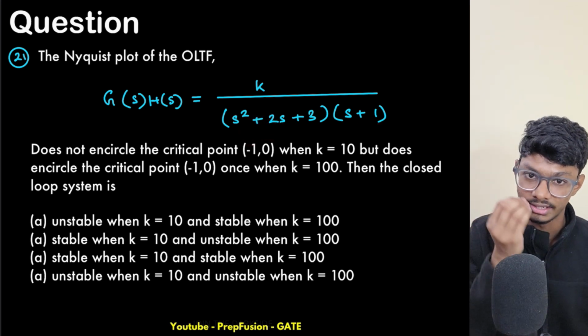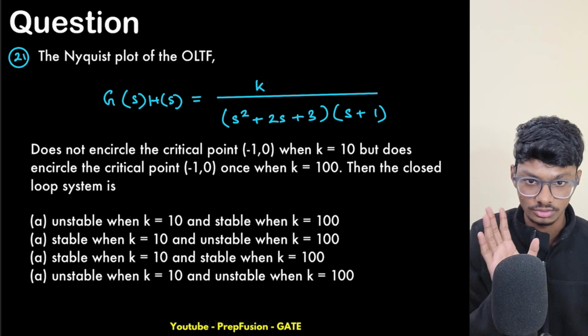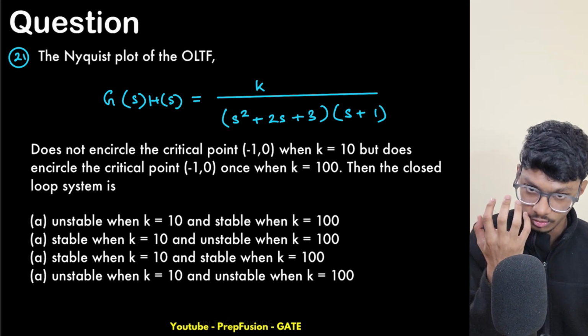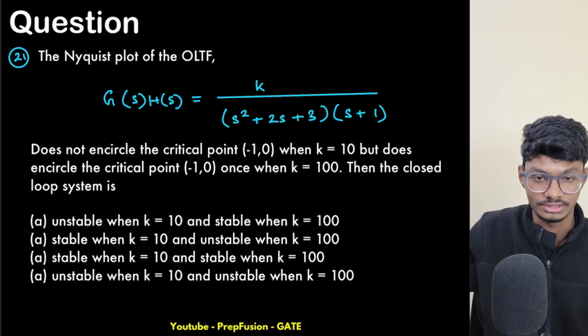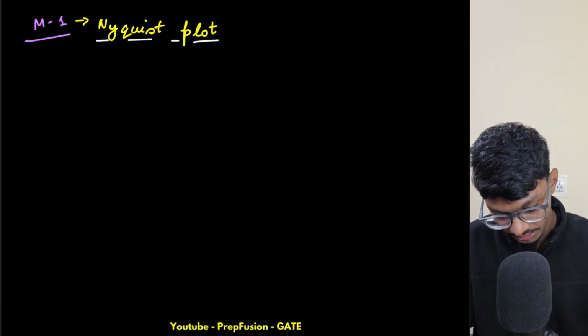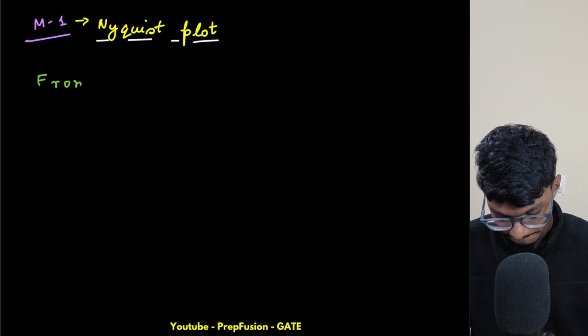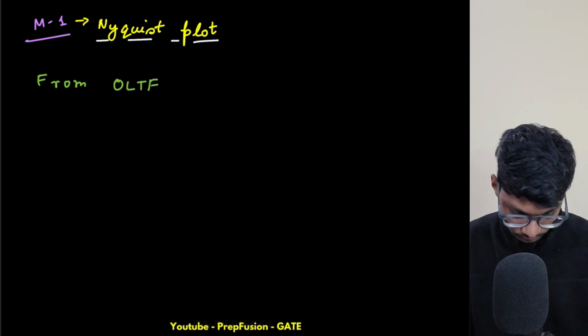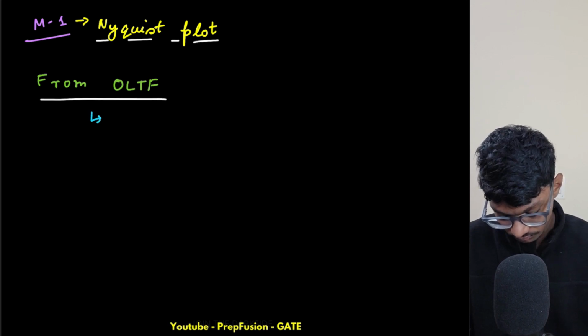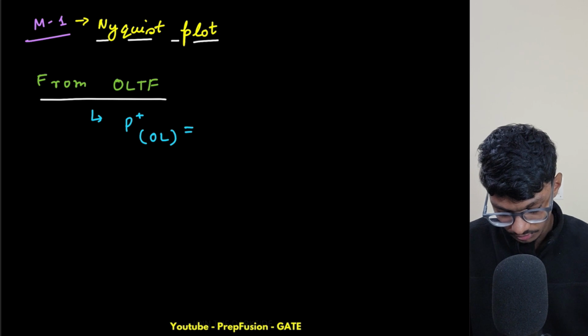Hence I can directly say P plus OL equals 0, or what you can do is find the roots of the second order equation. You will find that the roots are on the negative side of the exponent. So from the OLTF, my P plus OL equals 0, which is simply the same as P plus 1 plus OL.